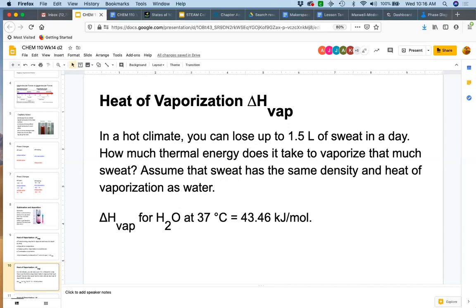How much thermal energy does it take to vaporize that much sweat? Assume that the sweat has the same density and heat of vaporization as water. So my delta H of vaporization for water at 37 degrees Celsius is 43.46 kilojoules per mole. If we think about the information that we have in this problem, we're given a volume and we're given our units of heat of kilojoules per mole. They gave us a clue where they said, assume that sweat has the same density and heat of vaporization as water.